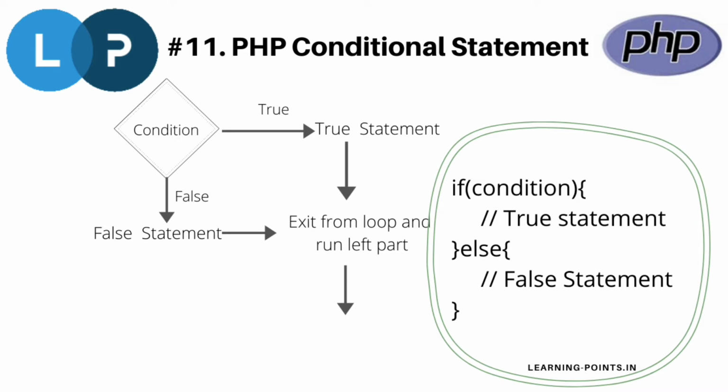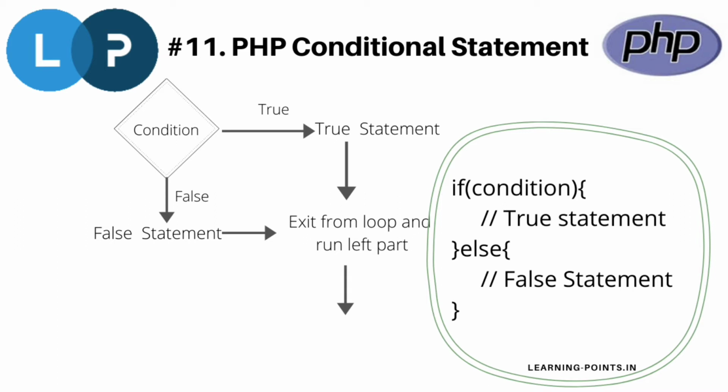In this diagram we can understand there are two statements, one is true and one is false. If the result is true, then it will execute the true statement of the program, and if the condition is false, it will execute the false statement, and after that it will execute the rest of the program. So this is the basic syntax.